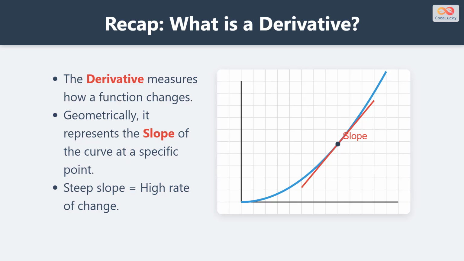Before we dive in, let's quickly recap what a derivative actually is. In simple terms, a derivative measures how a function changes. Geometrically, we can think of it as the slope of the curve at any specific point. If the slope is steep, the rate of change is high. If the slope is shallow, the rate of change is low.